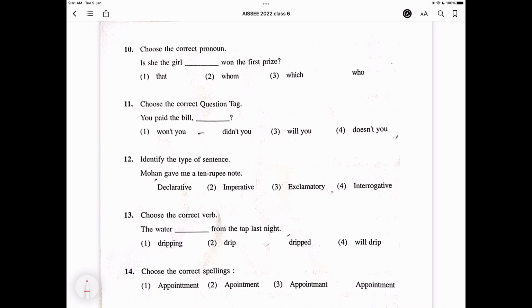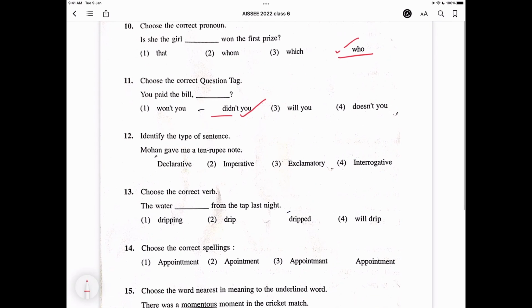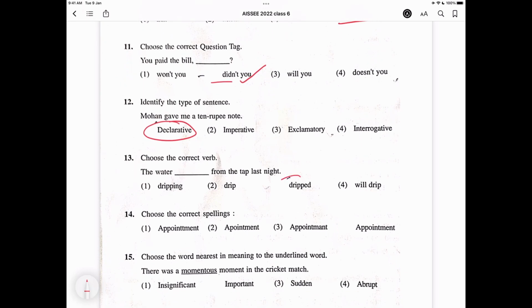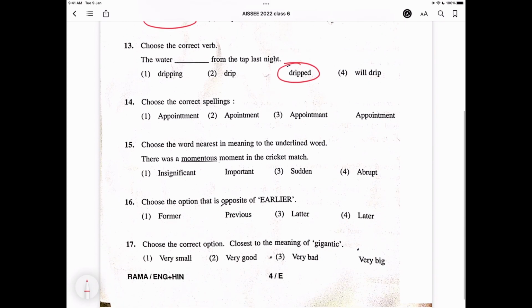For question number 10, D part is the correct answer. For question number 11, B part is the correct answer. For question number 12, A part is correct, declarative. For question number 13, C part is correct. For question number 14, D part, appointment, is correct. For question number 15, B part is correct.